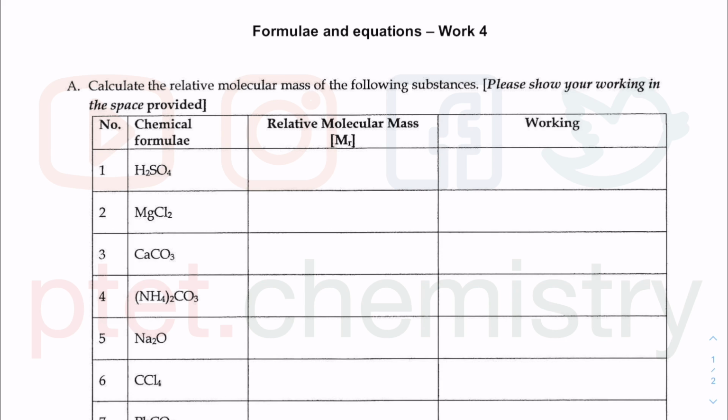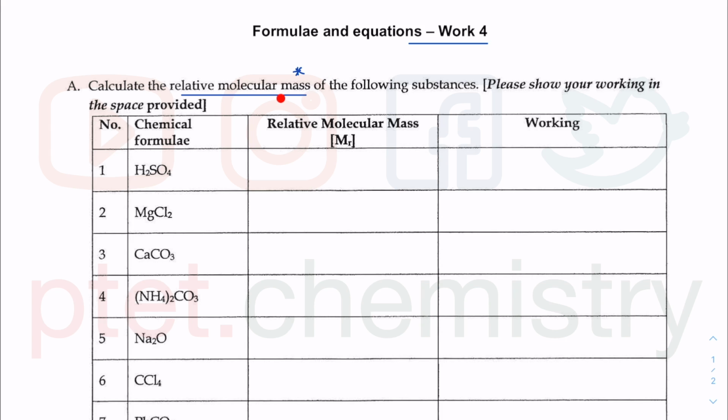So in this tutorial video, I'll go through this formula and equations exercise, work number 4. This is associated with the combined science 5129, the chemistry component of which requires students to calculate the relative molecular mass prior to the next topic on calculations.